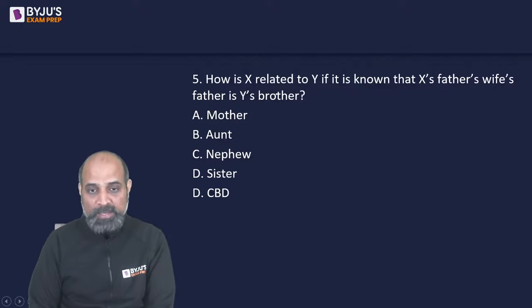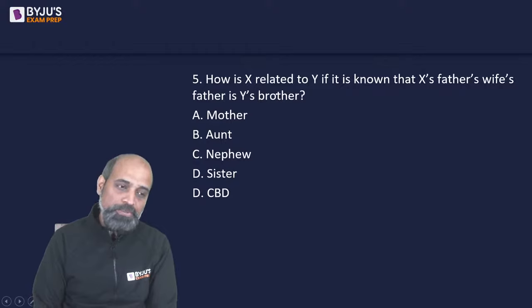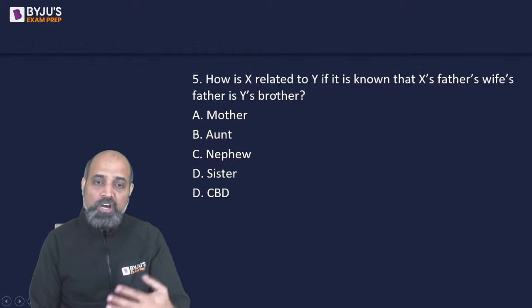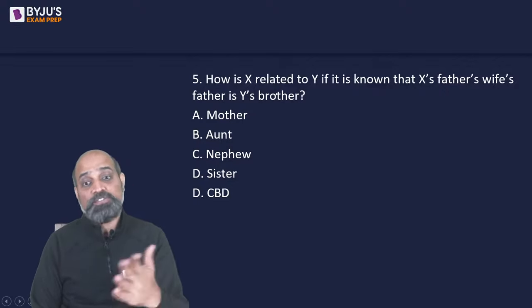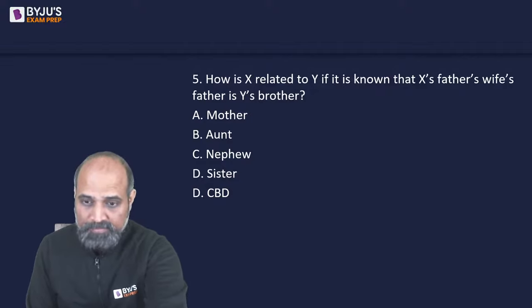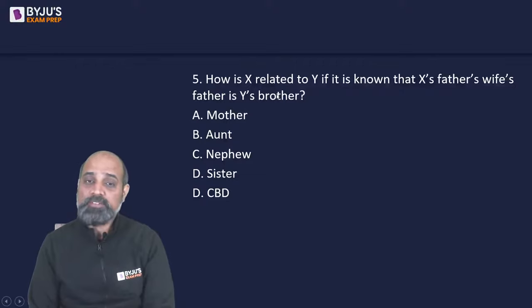Okay. Another type of question. So instead of photographs or pointing towards a man, it's about X, Y, Z. Letters are used. So how is X related to Y if it is known that X's father's wife's father is Y's brother? Okay. Right, Ritesh. B, because only daughter is mentioned.